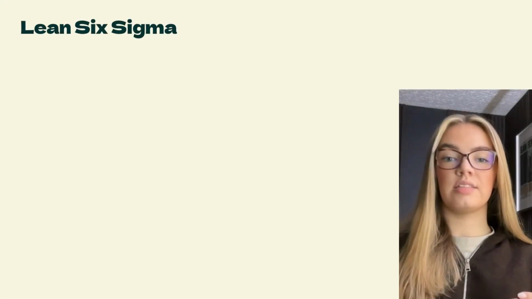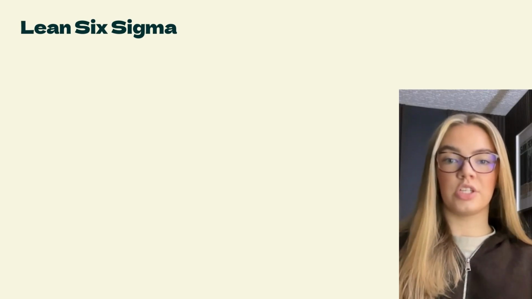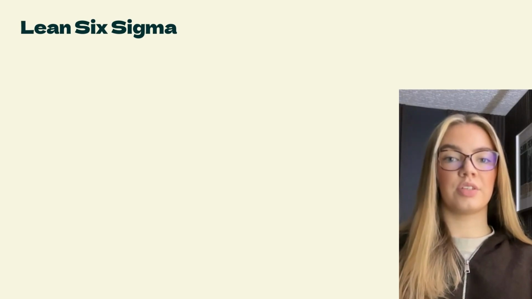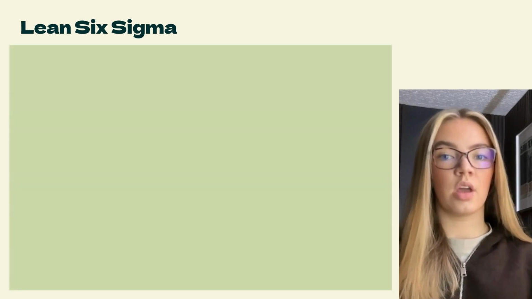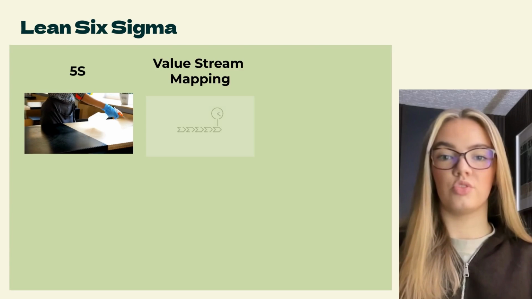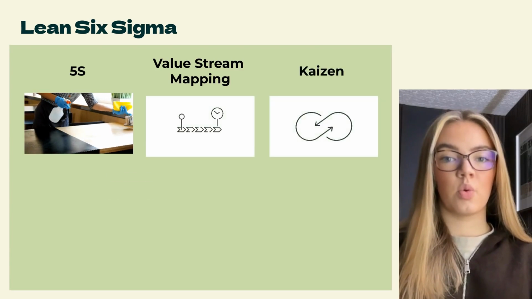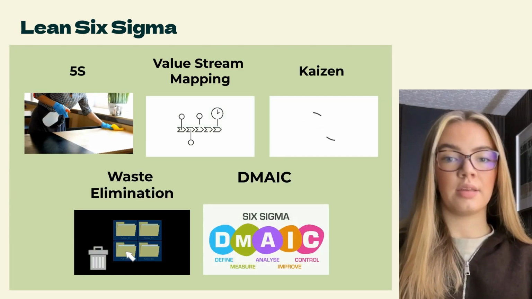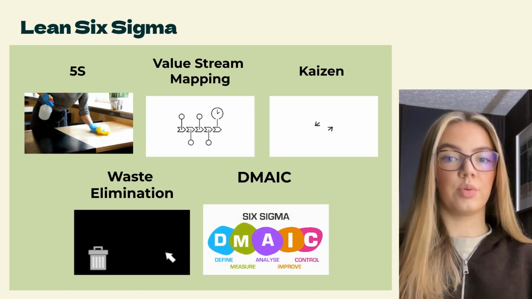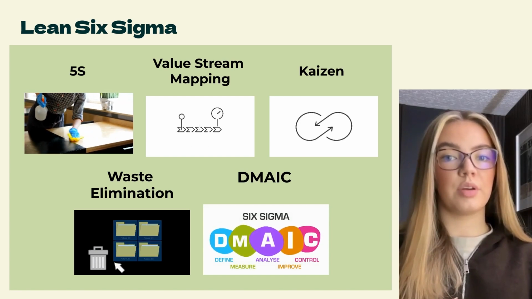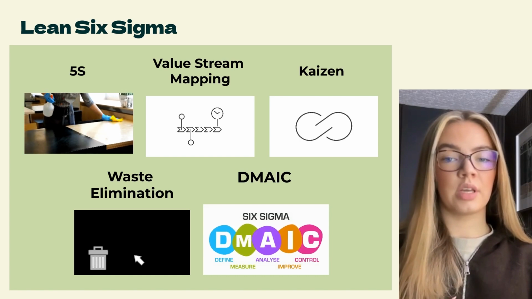By integrating Lean Six Sigma at IBTS, we can achieve results based on improvements to process efficiency and product quality. The Lean Six Sigma tools we will break down are 5S, value stream mapping, Kaizen, waste elimination, and DMAIC. By the end of this module, you will be aware of these Lean Six Sigma components that enable process improvement.